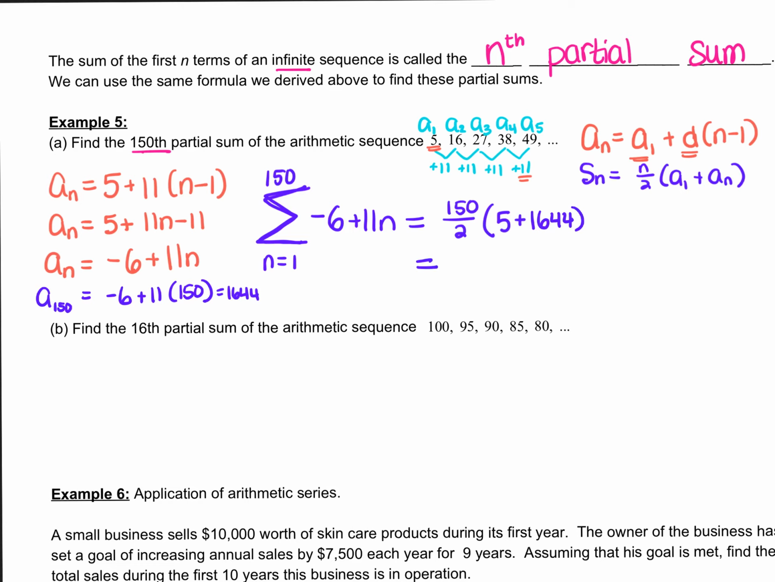Now we have everything we need. We're going to do 75 times 1649. I don't know about you, I can't do that in my head, so let me grab my calculator. And you're going to get a rather large number here, 123,675. So that's the sum of the first 150 terms in this sequence that we were given, right? So we're not finding the infinite sum. In fact, with arithmetic sequences, infinite sums are not really something we deal with. We're always going to look at these partial sums of an infinite sequence. So there's our first one.